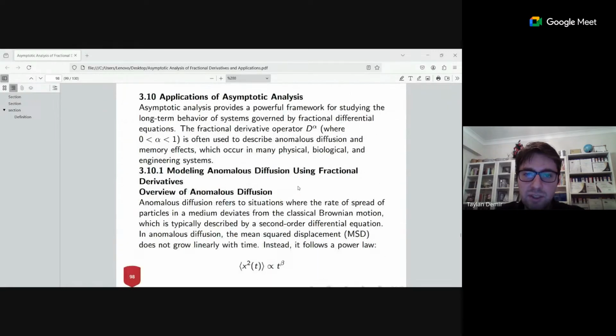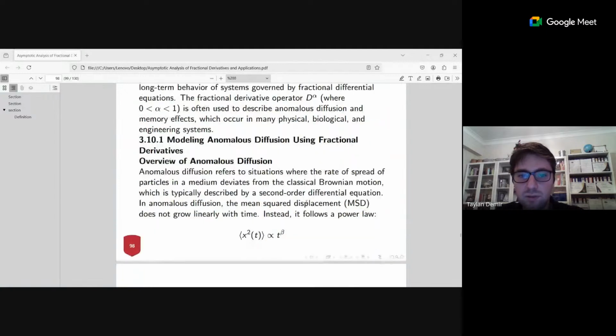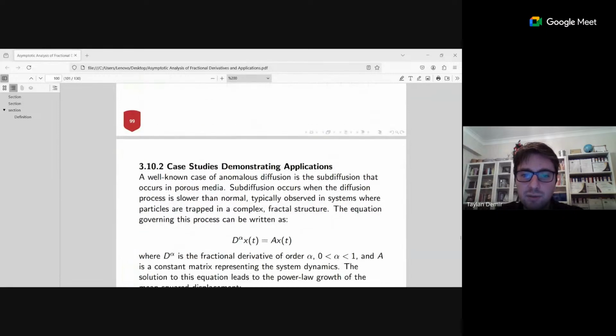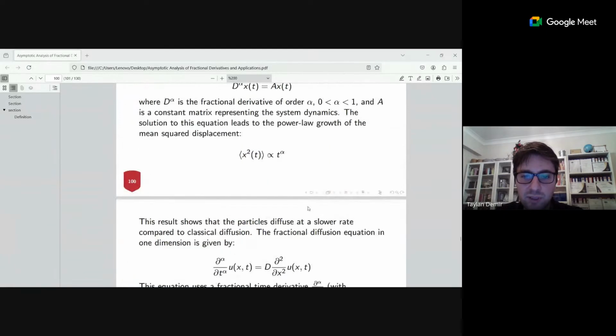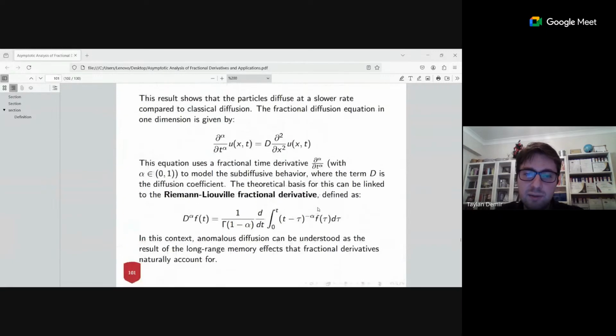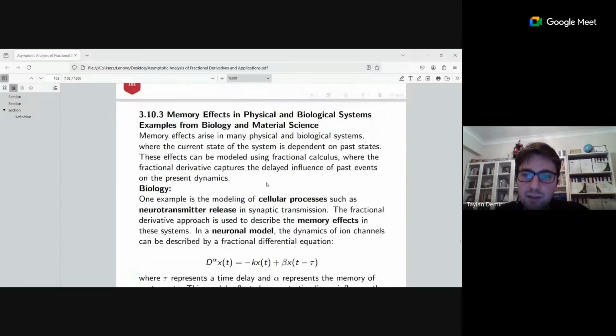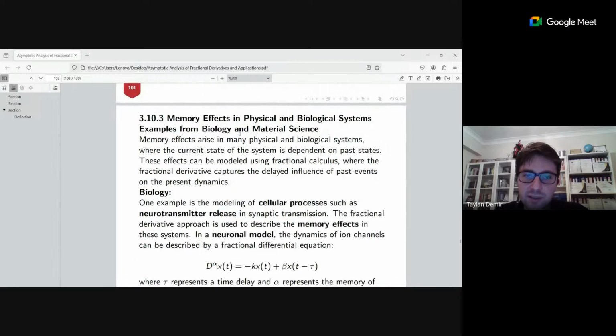For applications of asymptotic analysis, we can use the overview of anomalous diffusion, and we can use case studies demonstrating applications. Similarly, the previous chapter's preliminaries about the Riemann-Liouville, Caputo, and Atangana-Baleanu fractional operators are necessary to introduce the applications of the asymptotic analysis and stability. And memory effects in physical and biological systems are another topic in my presentation.